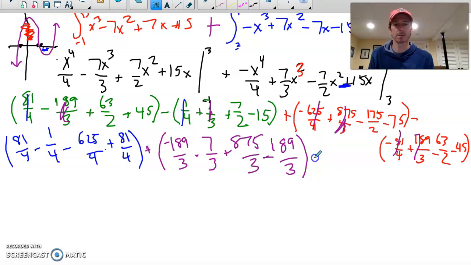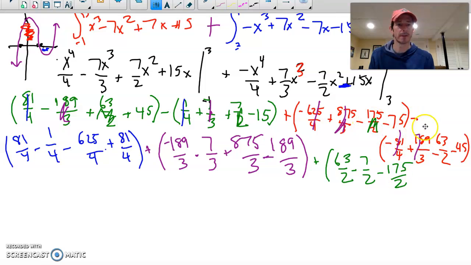So plus 63 halves. Gone. Here's a minus 7 halves. So again, be very careful with your subtractions. That guy's gone. That's a plus, but minus 175 halves. That guy's gone. And this is a minus and a negative, so it becomes plus 63 halves.